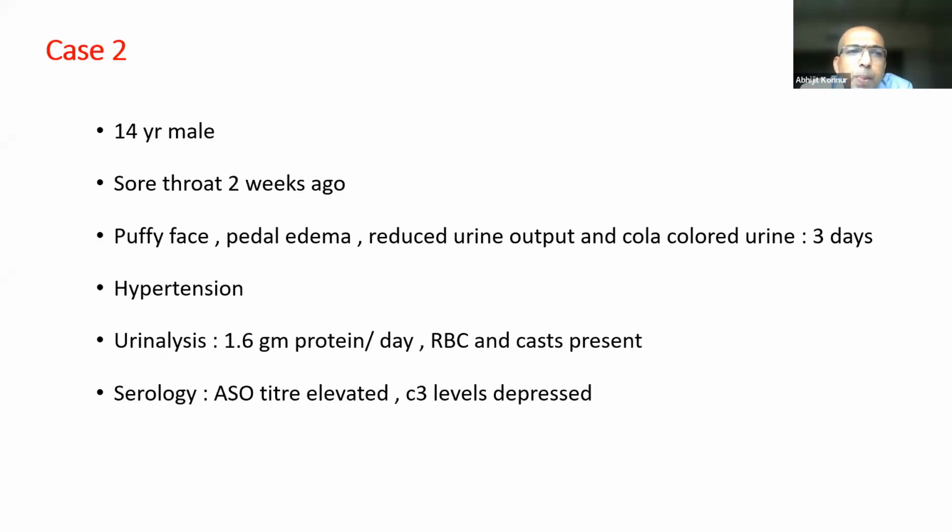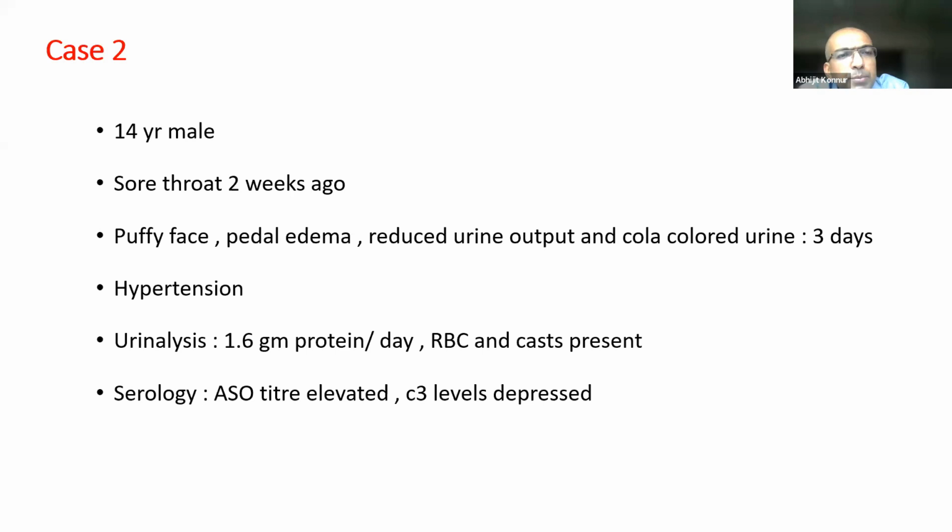Case number 2 is about a 14-year-old male who presented to us with sore throat, which was there 2 weeks ago. And now he has puffy face, pedal edema, reduced urine output, and cola-colored urine in the last 3 days. He's also found to be hypertensive in the emergency. His urinalysis shows a proteinuria, which is 1.6 grams per day. And he does have RBCs in the urine and casts that are present. His serology, which was sent, showed an anti-streptolysin O titer which was elevated, and his C3 levels were depressed.